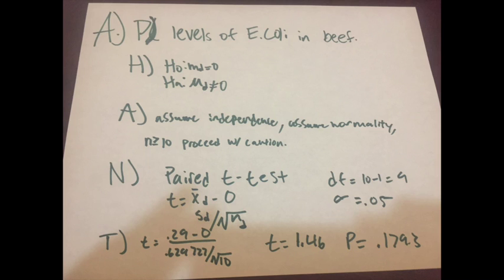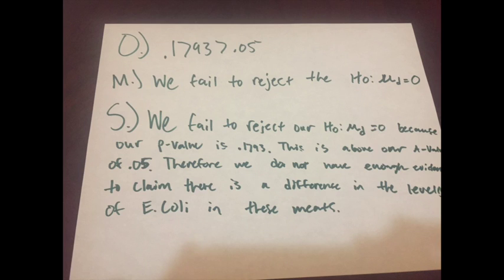And then t is equal to 0.29 minus 0 over 0.629727 over the square root of 10. So t is equal to 1.46, and our p-value is equal to 0.1793. 0.1793 is greater than our alpha value of 0.05.